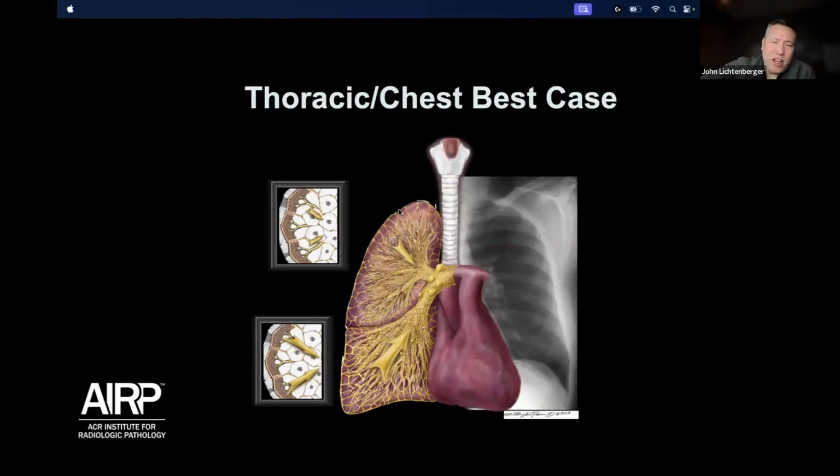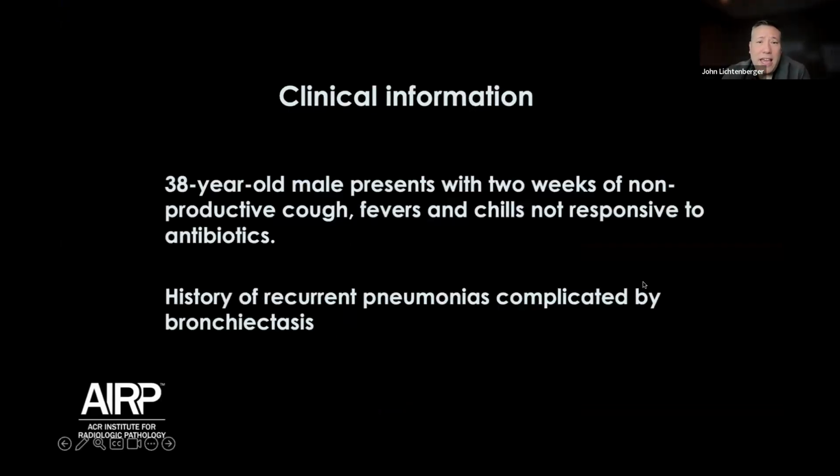So Dr. Fraser is unable to be here today. She chose this case and did the slides, and I'm happy to talk about it. It's an interesting case. This is a 38-year-old with 2 weeks of non-productive cough, fevers, and chills, not responsive to antibiotics. Digging further in the history, there are recurrent pneumonias, and then some evidence of bronchiectasis on prior imaging.